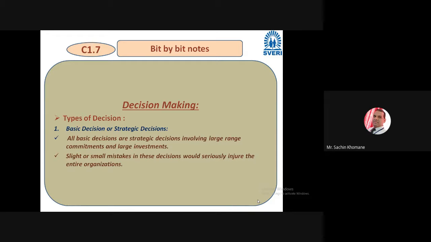Basic decision, by its word meaning, looks like a very general decision, something where you may think, let anything happen. It looks very simple, right? With a basic mistake, people excuse or neglect it. But in a basic decision, even a slight mistake is not allowed, because if even a slight mistake happens, serious injury will be there to the entire organization, both organizations, the supplier as well as the one who is purchasing. So this is one type of decision.